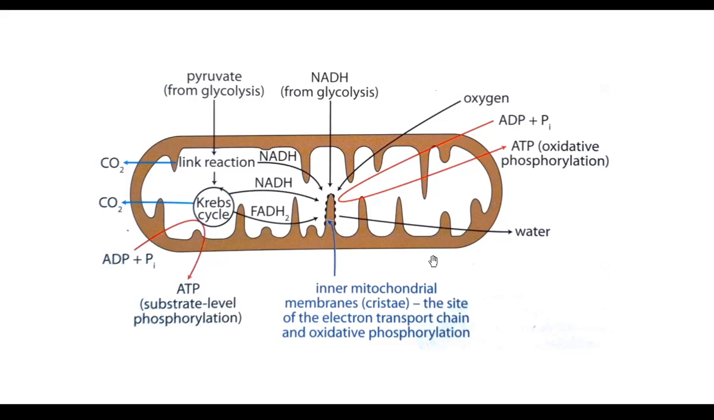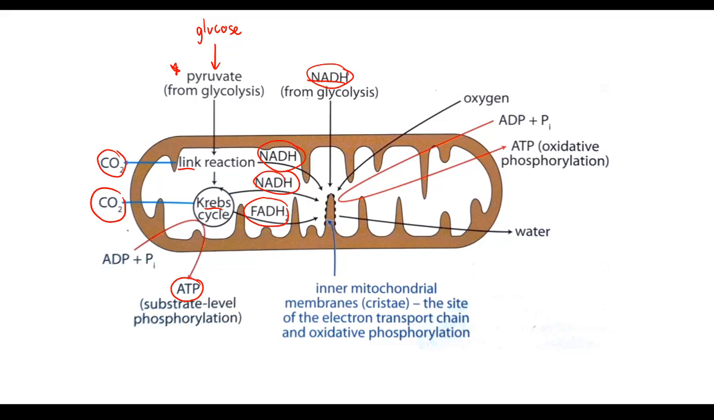And then, just to show you this, which is a bit more detail. If we start up here, we get the glucose being broken down into pyruvate. The pyruvate then enters the matrix where the link reaction and Krebs cycle take place. Carbon dioxide is released, and we also get ATP produced by substrate level phosphorylation. In glycolysis, the link reaction and Krebs, we get NAD reduced, and we also get FAD reduced.